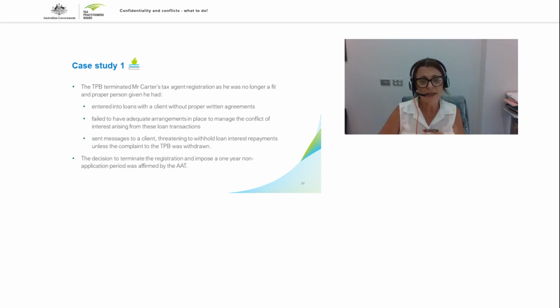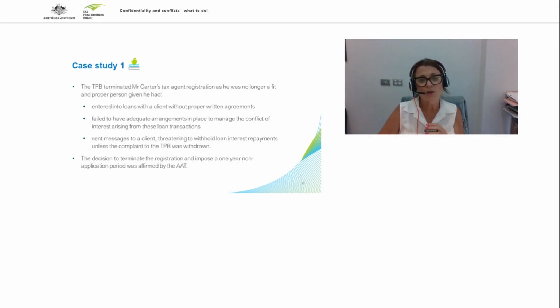Here the TPB terminated the registration of a New South Wales tax agent on the grounds that they were no longer a fit and proper person, given that they had entered into a series of loans with a client without proper written agreements or providing security for those loans. They failed to have adequate arrangements in place to manage the apparent conflict of interest arising from these loan transactions with their client. And they sent messages to a client threatening to withhold loan interest payments unless the complaint to the TPB was withdrawn. And we really take that type of action even more seriously than I can tell you.